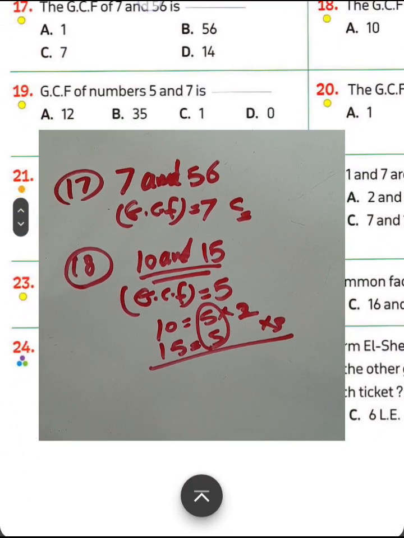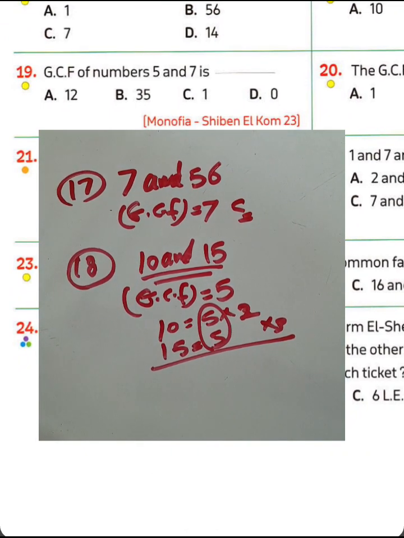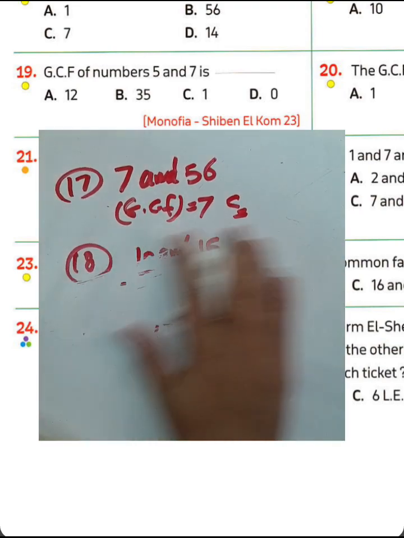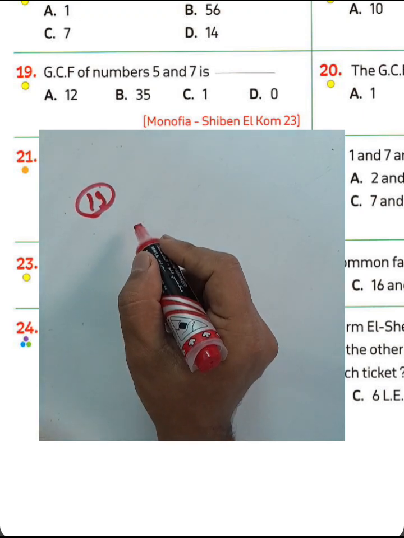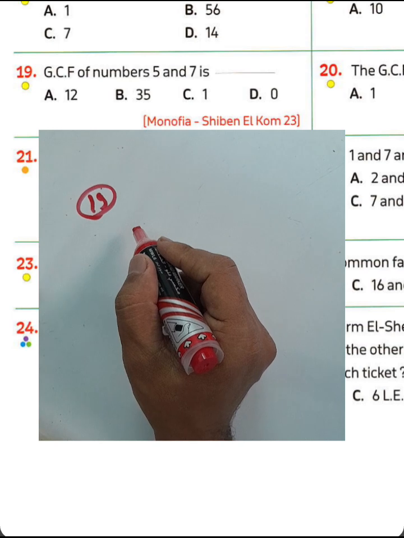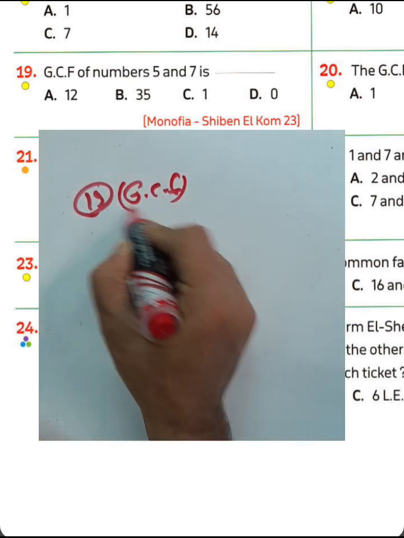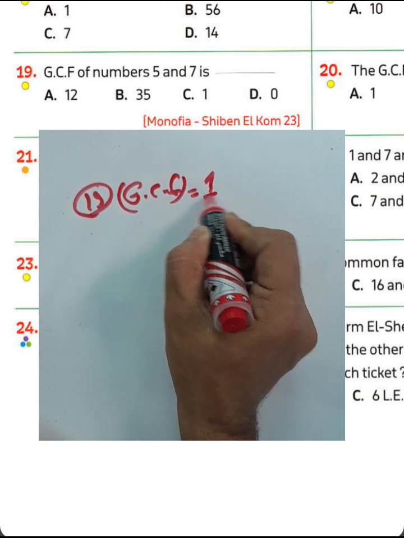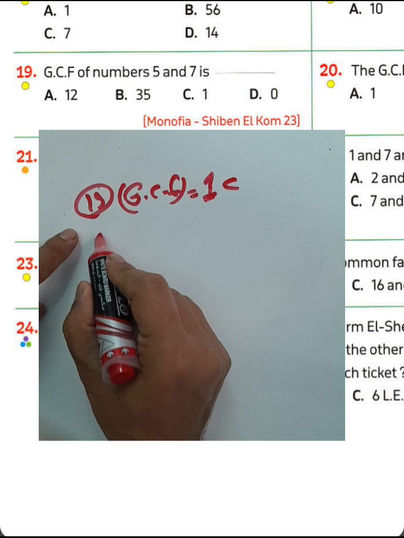Question 19. The greatest common factor of 7 and 5. The greatest common factor between them will be 1. We have here two prime numbers. The greatest common factor between any two relatively prime numbers or any two prime numbers will be 1 only. So the greatest common factor between the two numbers here will be 1. For question 19, choose letter C.